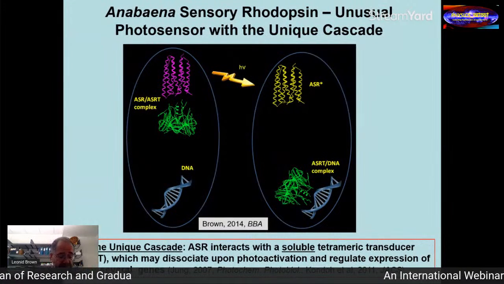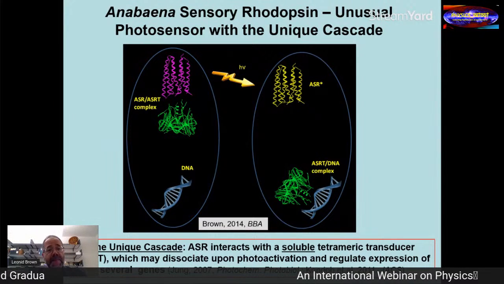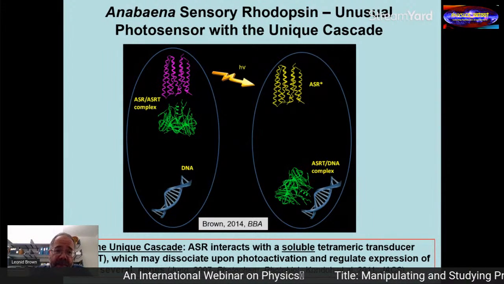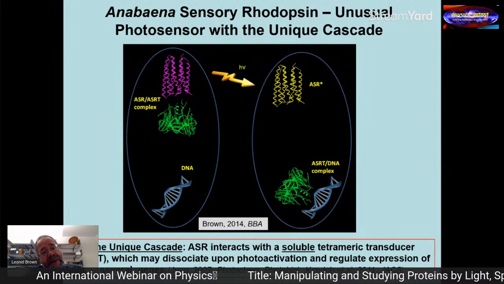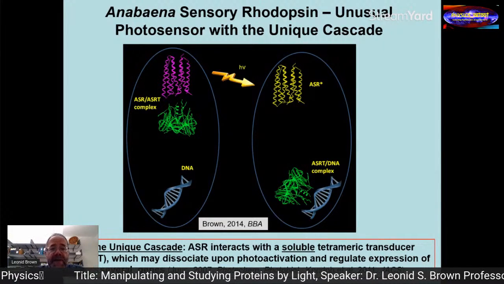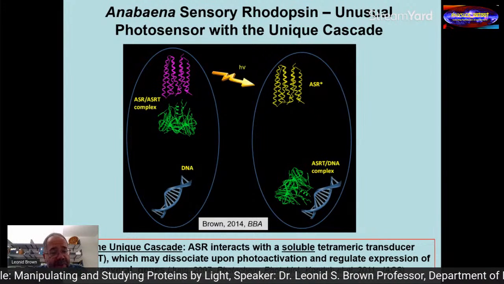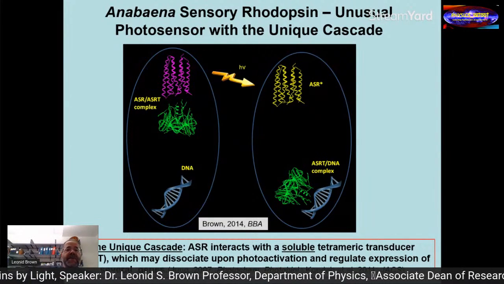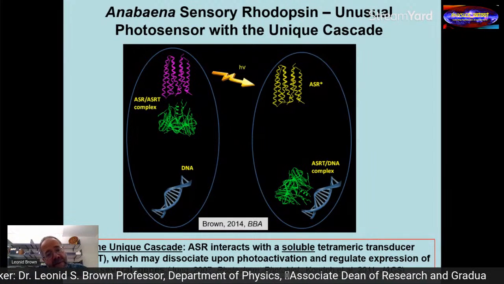Great. Now I will give you some examples. My example will be on our favorite protein, which we spent the most time on. This is the so-called Anabaena sensory rhodopsin, or ASR. It's a very interesting protein from a cyanobacterium, which was discovered back in 2003.